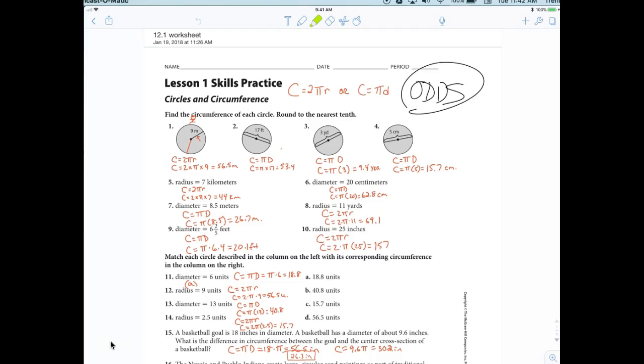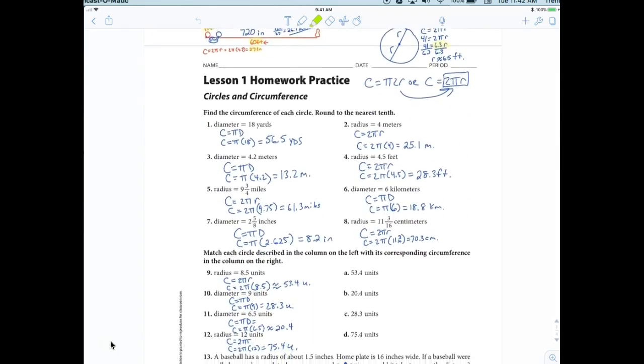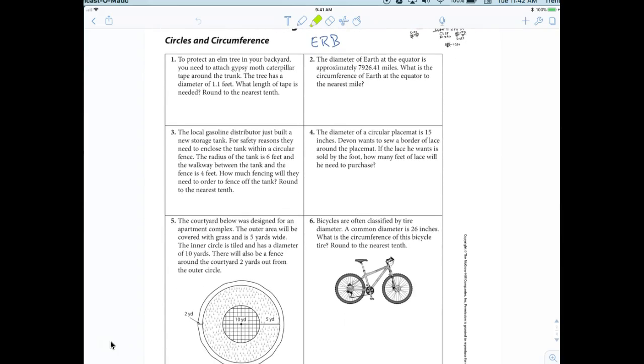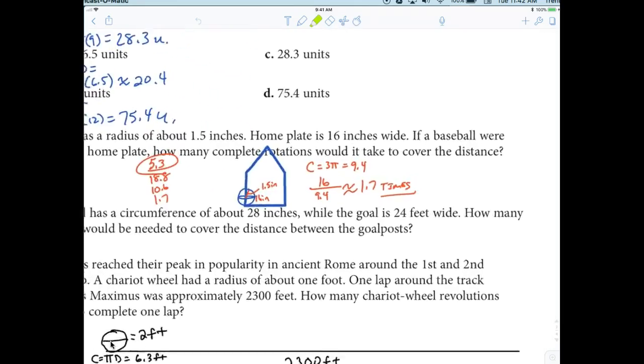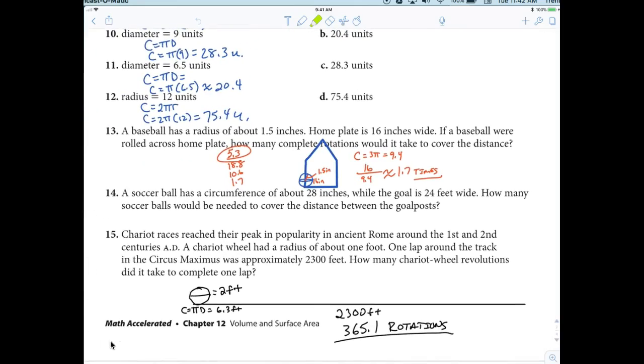Avery, tell me. Okay, so here's number 13. This one right here? Yeah. Okay, let's talk about this one. This one's a good one. Did you get it right? 1.7 times. Yeah, it was kind of like the other one. All right, take a look at that now.